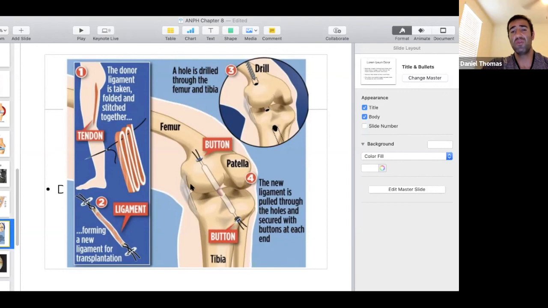They drill a hole through the femur and the tibia. They basically just draw in or snake in a new ligament, and then they secure it with buttons at the end. It's brutally simple. In fact, they can do it arthroscopically. It is not a complicated procedure anymore.